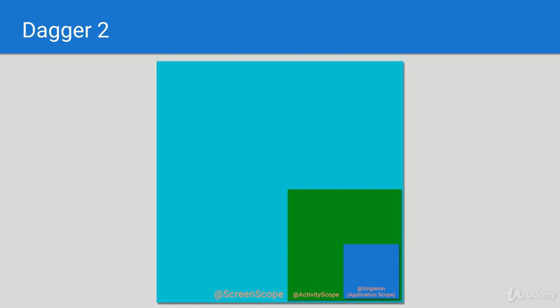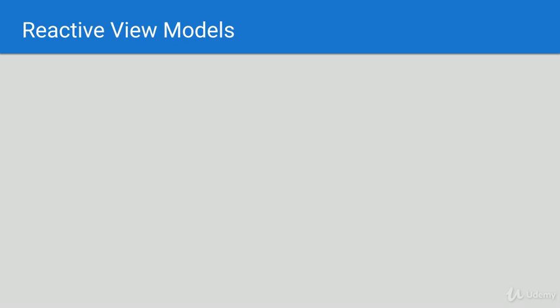This method of dependency management is very powerful, and while it may seem difficult to grasp at first, I'm confident once you understand how these object graphs of dependencies are built, you'll have a much easier time managing a large application. Finally, we come to reactive view models.